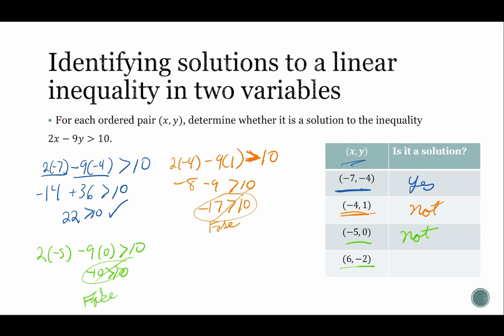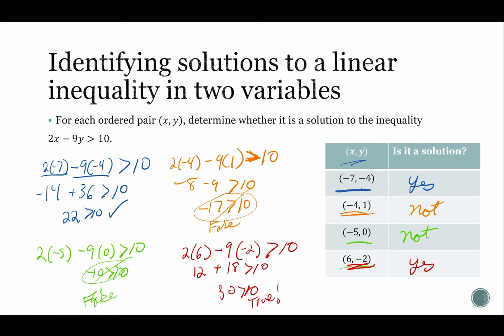And our last ordered pair, I'll switch to red, is 6, -2. So I've got 2 times 6 minus 9 times -2 is greater than 10. I get 12 plus 18 is greater than 10. So 30 is greater than 10. This is true. So yes, this is a solution.